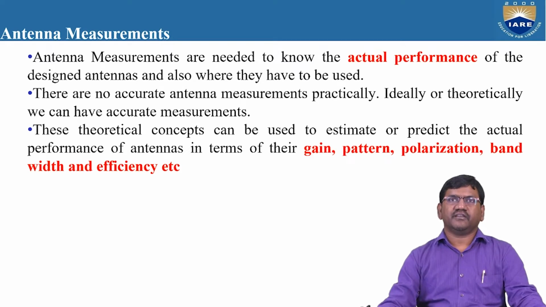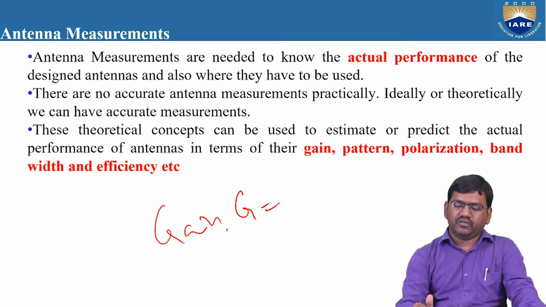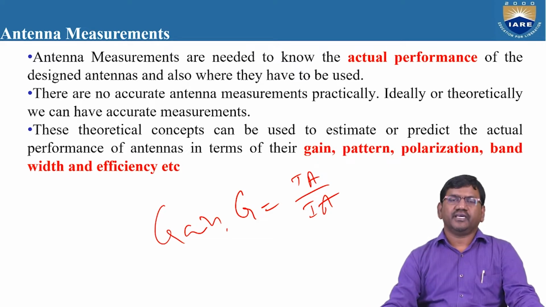There are various measurement techniques for us to measure parameters like gain, radiation pattern, polarization, bandwidth, and efficiency. As we have studied in the previous sessions, from the basic definition of gain, the ratio of the maximum radiation intensity of a test antenna to the maximum radiation intensity of an isotropic antenna is known as gain. It means that for measuring the gain, we take a test antenna and also an isotropic antenna. The gain of an amplifier is different from the gain of an antenna.